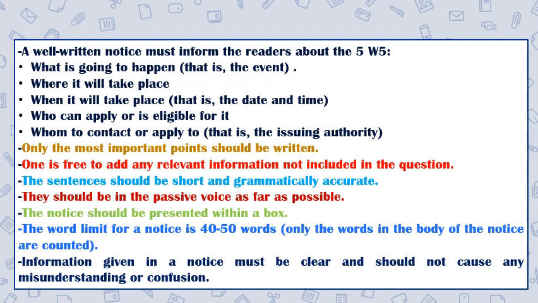Let's quickly see a few important points that we need to keep in mind while we are writing a notice. The first and the very important one is that while we are writing a notice, we should keep in mind the 5 Ws. What is going to happen? That is the event or the occasion. Where will it take place? When will it take place? That is the date and the time. Who can apply or who is eligible for it? Who to contact or apply to? So these are the 5 points that should be there in any type of notice that we write.